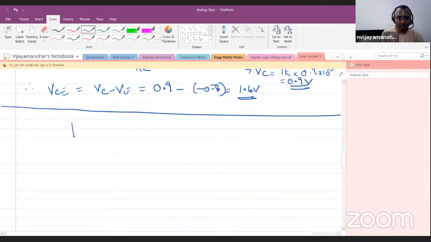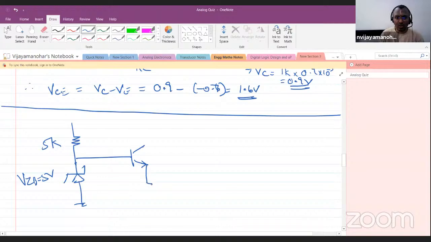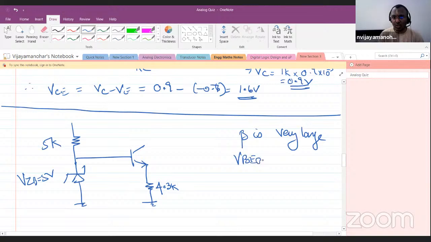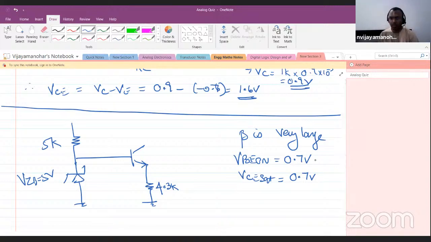The next question goes something like this. This is 5 kilo ohm. You have a VZ equal to 5 volt, 4.3 K. Beta is very large. VBE on equal to 0.7 volt. VCE sat equal to 0.7 volt. Correct, 0.7 volt is what is given, right? And we have RC, which is 1 kilo ohm, and this is connected to 12 volt.